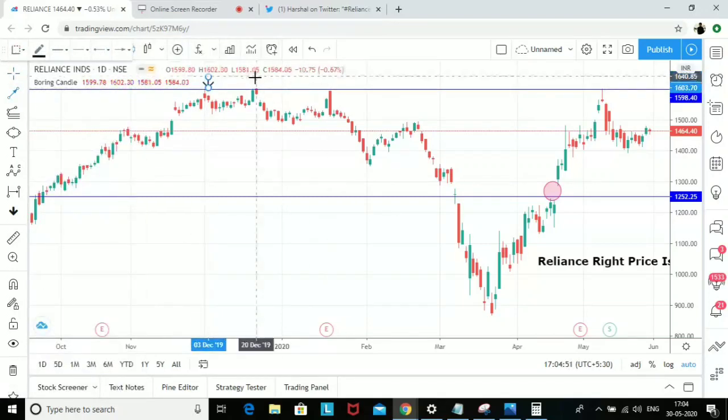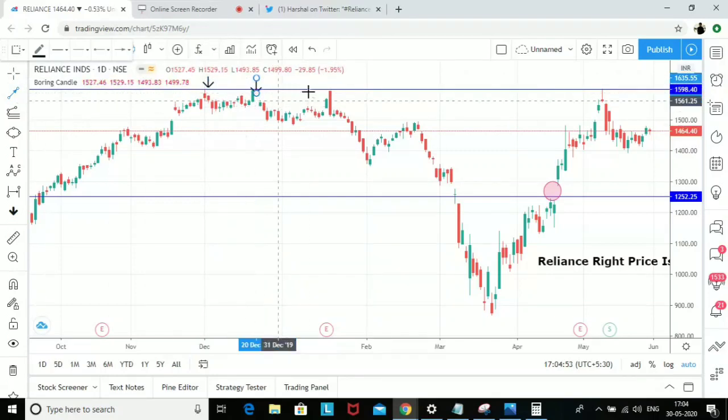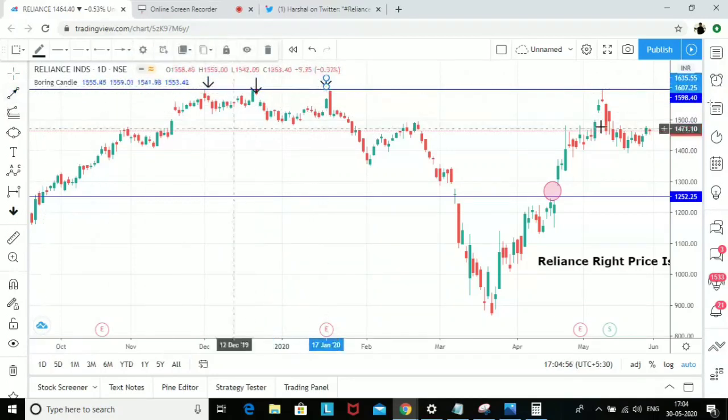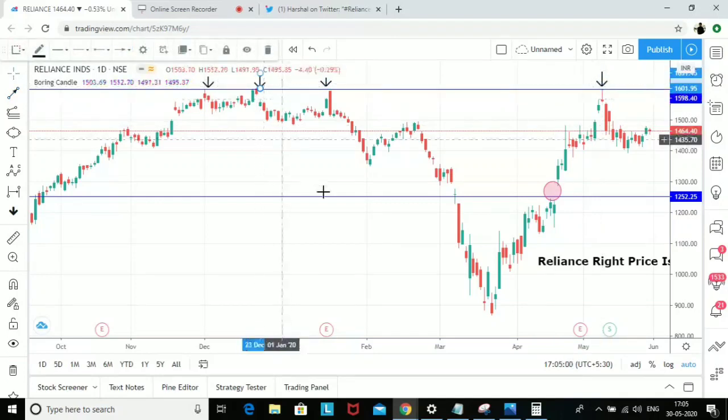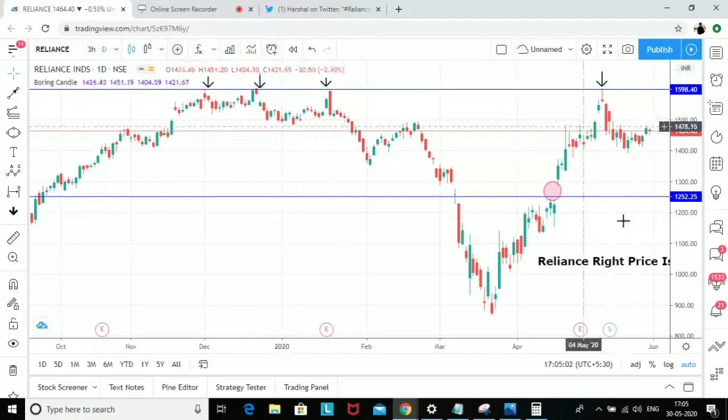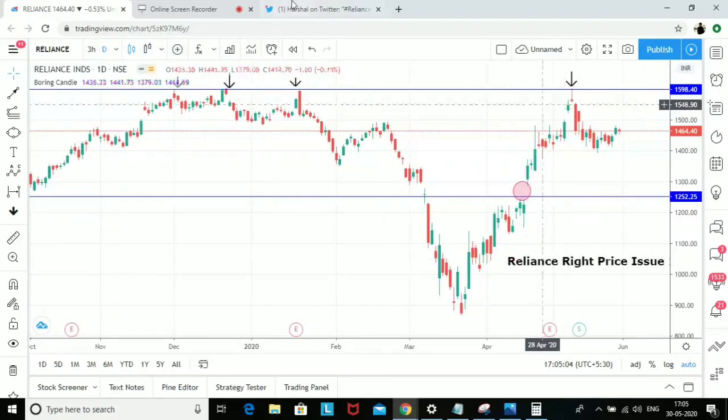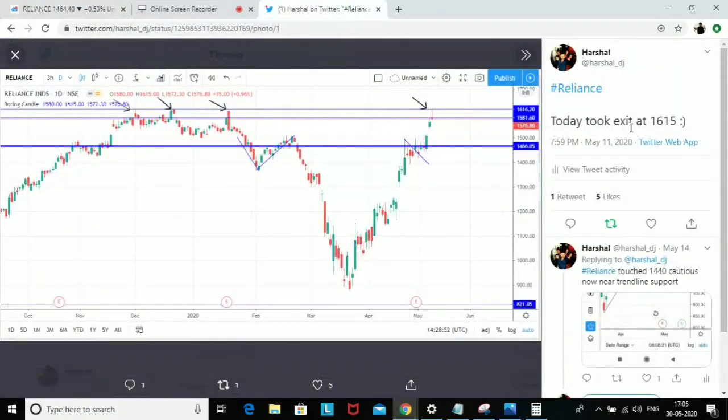First, second, third, and this was the fourth time it was facing the resistance, right? So the level was 1615. I do remember because that was the exact day where I took exit. So if you see, I had shared it on my Twitter that I took exit at 1615 and I was expecting it to touch 1440.